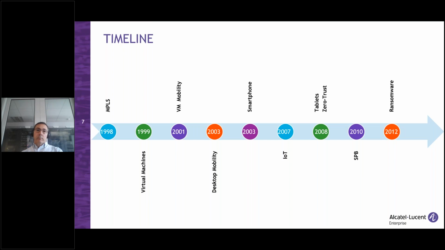ATM. But ATM was still a complex, slow, and very expensive technology. It was designed to carry different types of traffic, including voice, and as a result, many compromises were made. One of which is that it used small and fixed 53-byte cells with only 48 bytes of payload. And that complicated carrying IP packets with a variable size. So there were different attempts to run IP over ATM, and none of these attempts was particularly successful.